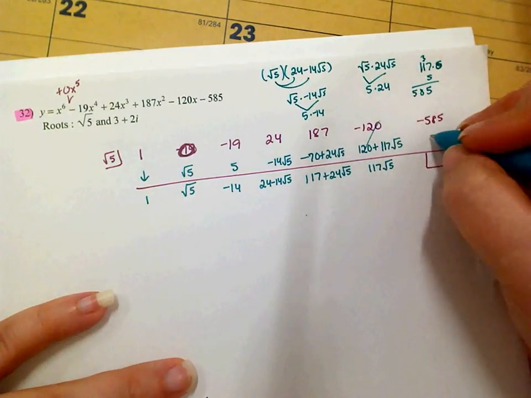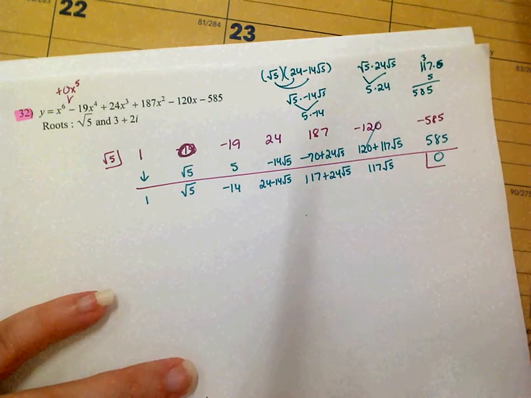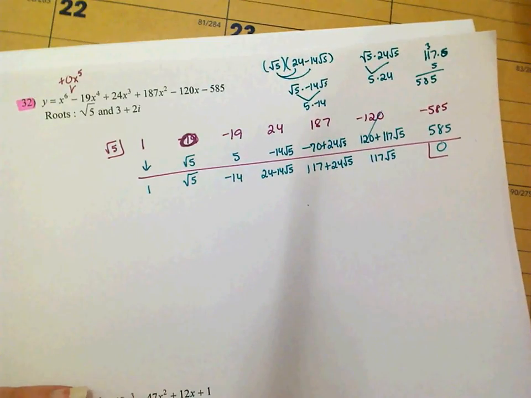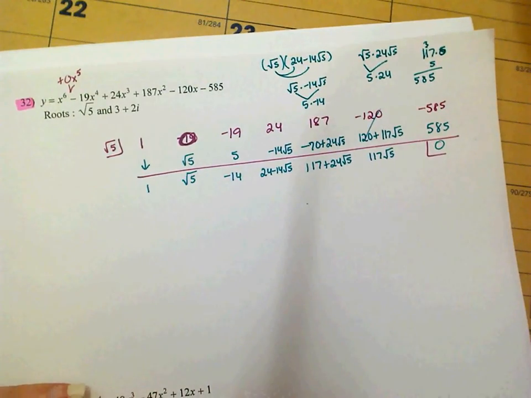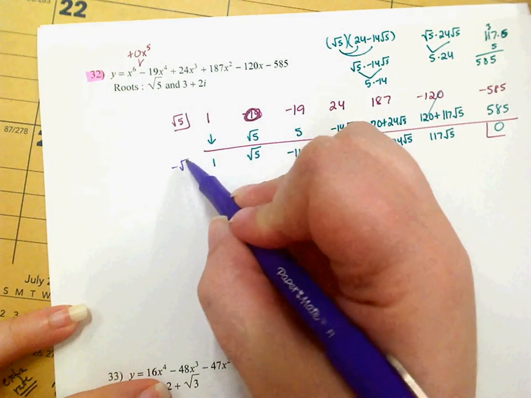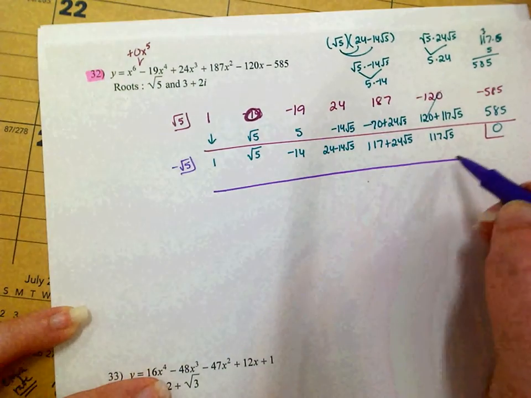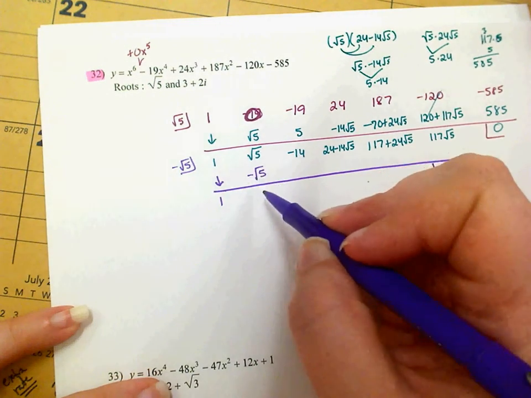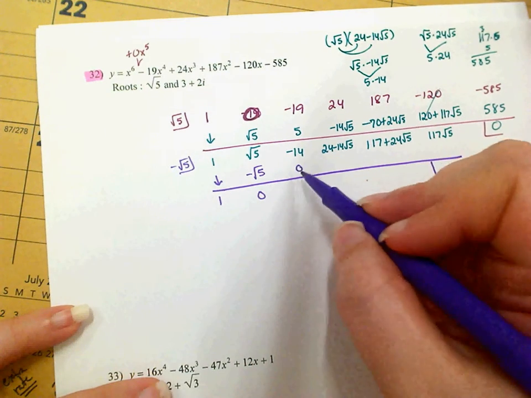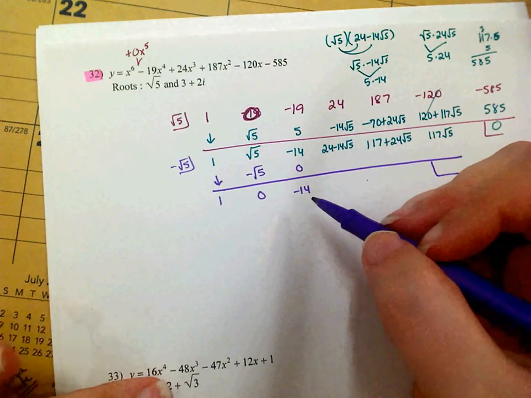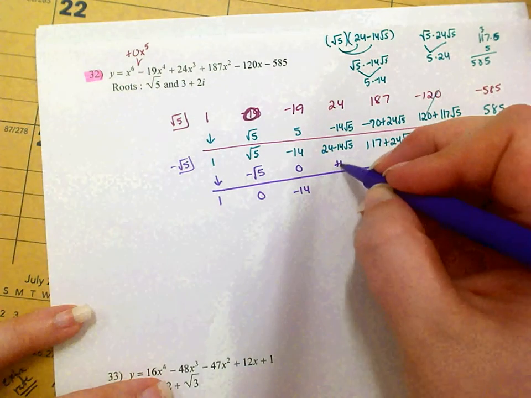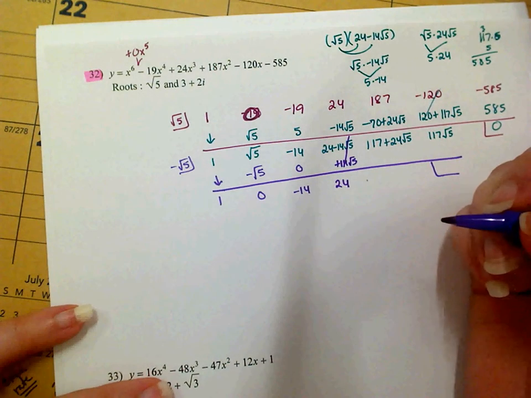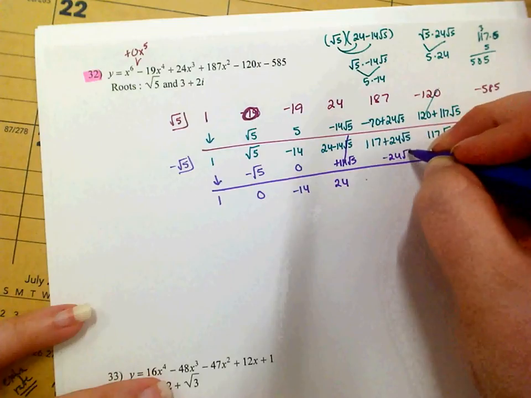Okay, now we're ready to do the negative square root of 5. So drop the 1. 1 times the negative square root of 5 is negative square root of 5, which leaves me with 0. Anything times 0 is 0, so that's a negative 14. Negative 14 times negative square root of 5 is positive 14 square roots of 5, which means those cancel out, leaving me with 24. 24 times the negative square root of 5 is negative 24 square roots of 5, which cancels out, leaving me with 117. And 117 times the negative square root of 5 is negative 117 square roots of 5.